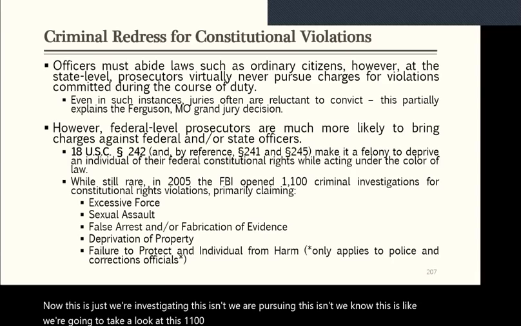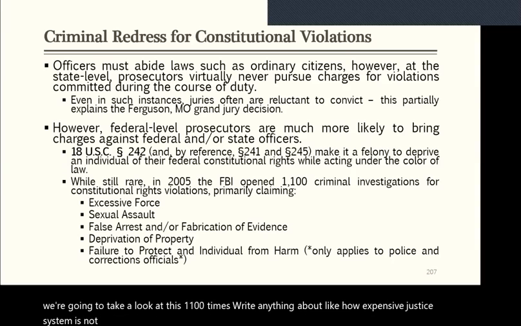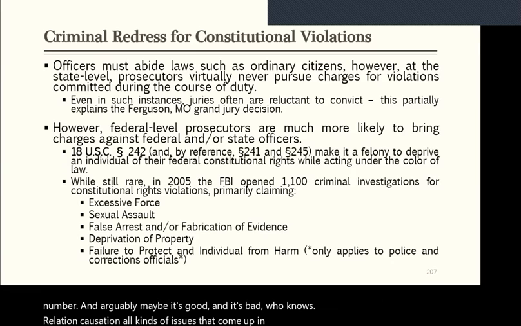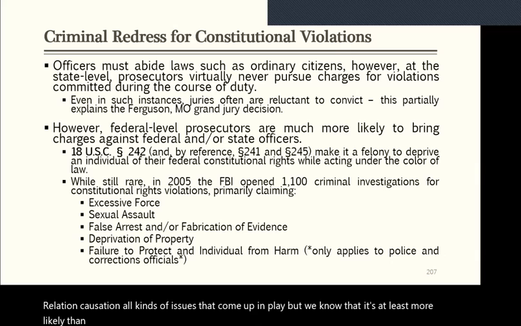And think about how expansive the justice system is and how expansive the United States is, and you're like, well, that doesn't seem like a really great number. And then, arguably, maybe it's good, maybe it's bad. Who knows? There's correlation, causation, all kinds of issues that come up in play. But we know that it's at least more likely than a criminal charge at the state level. At the federal level, more likely. Not likely, but more likely.